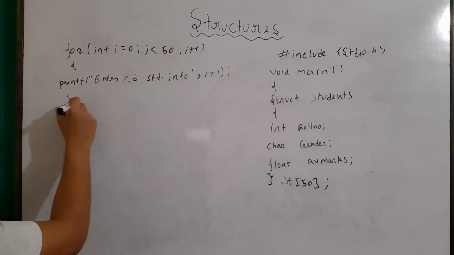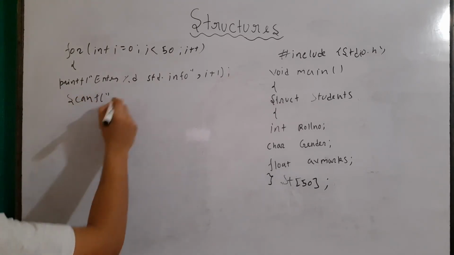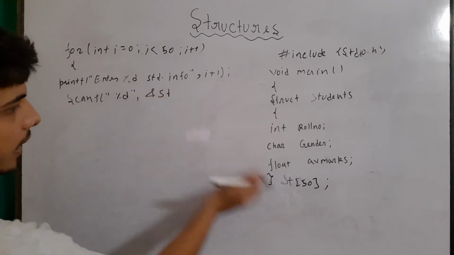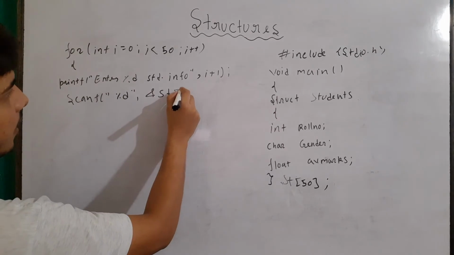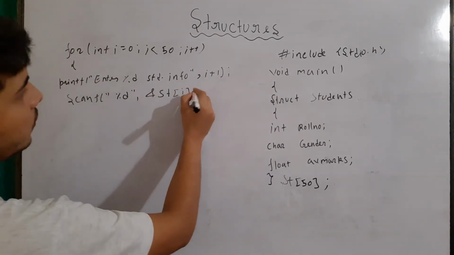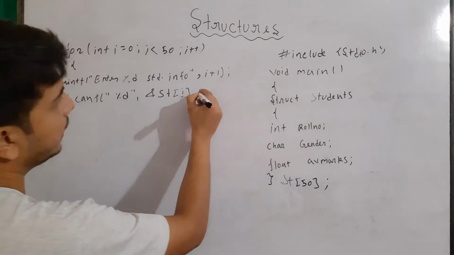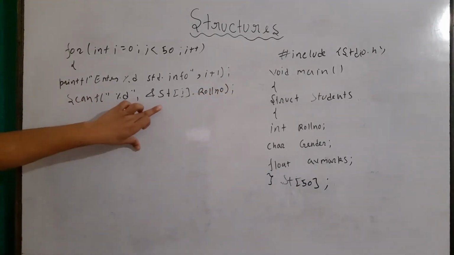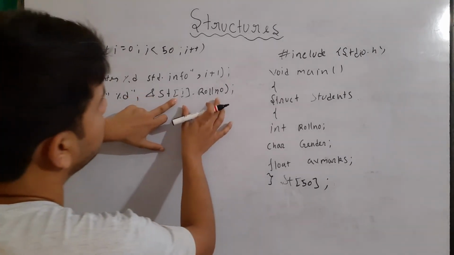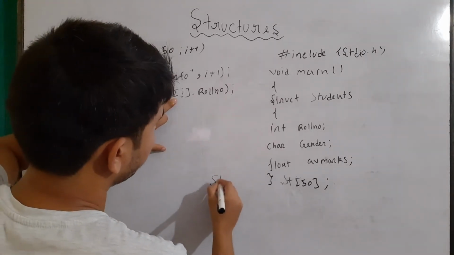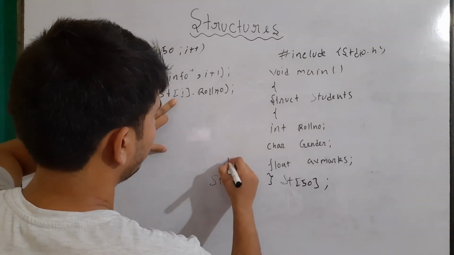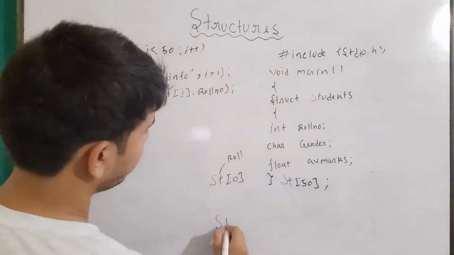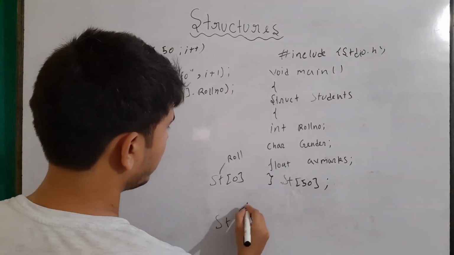Okay, then I'll write here scanf %d and then ampersand of st, the name of our variable, then the indexing will be according to the i. Okay, so st[i] dot, let's say roll number, right? So what will happen in the first iteration: whatever the user gives as input will be stored in the location of st[0].roll number. Okay, in the next iteration i will become 1, so the next student's information will be stored in st[1].roll.